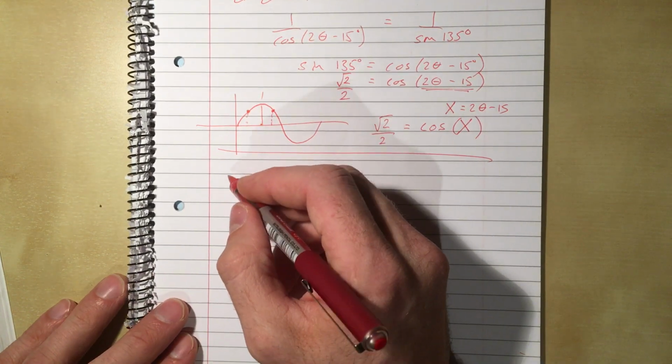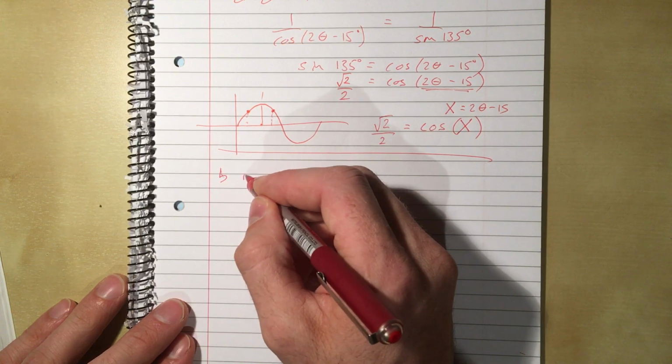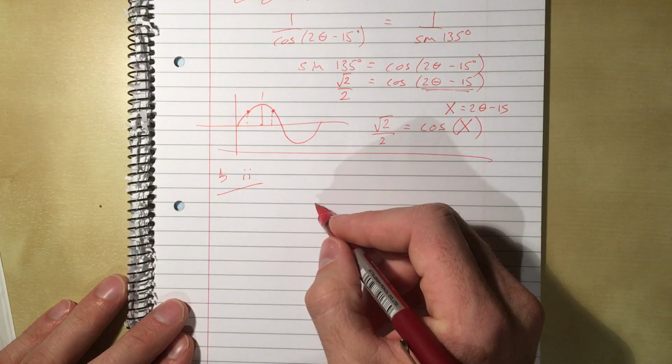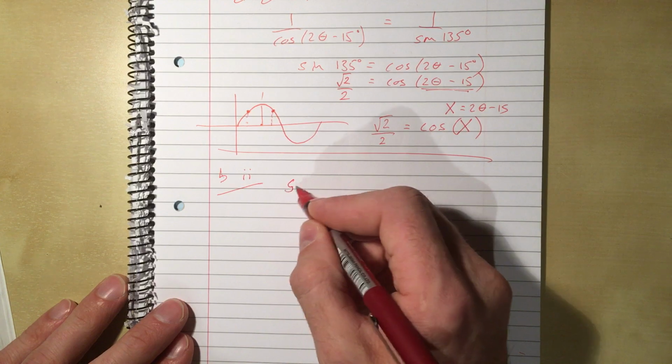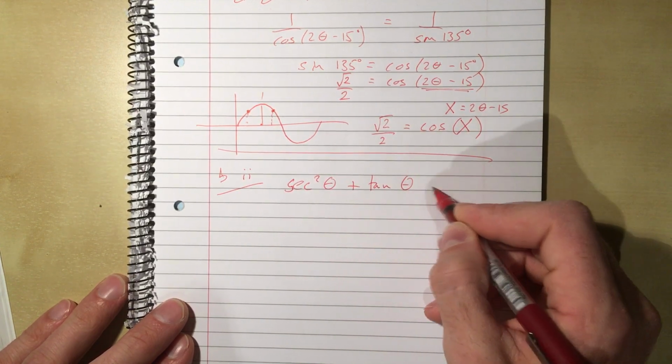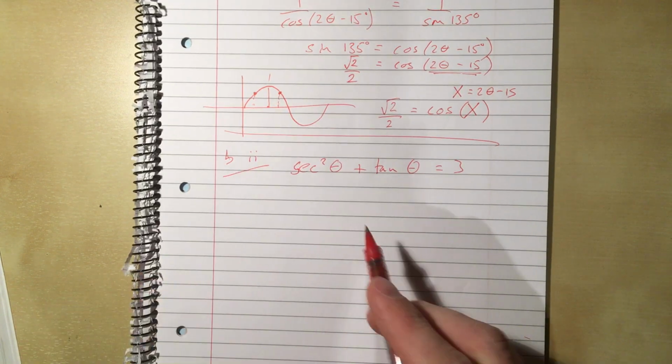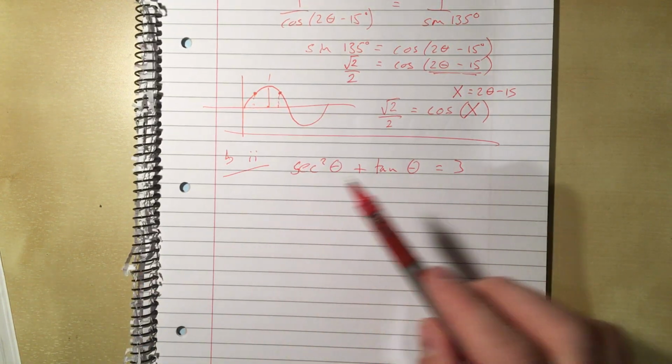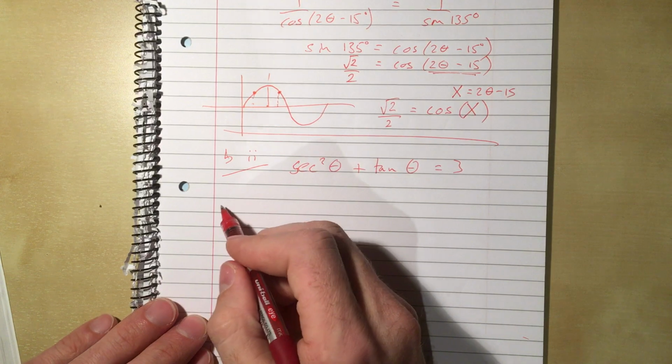Part 2, B part 2, is asking us sec squared theta plus tan theta equals 3. And I'm looking at this and I'm thinking, I've got a sec squared and I've got a tan. Now I know there's a link between sec and tan.